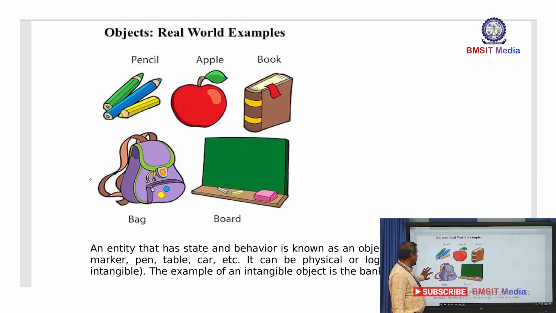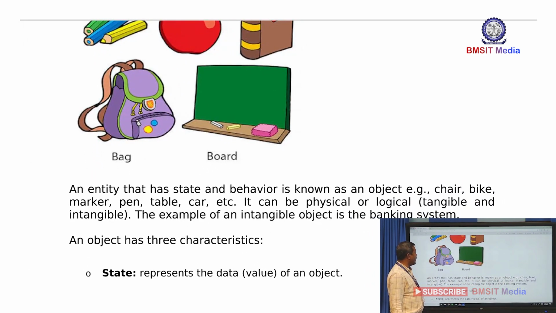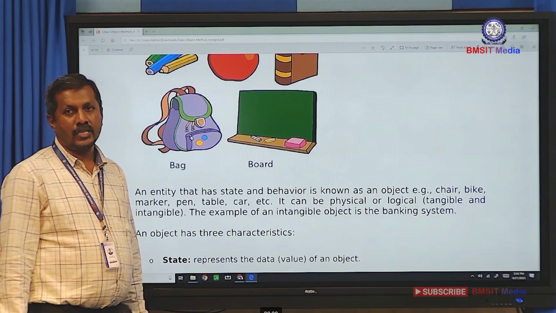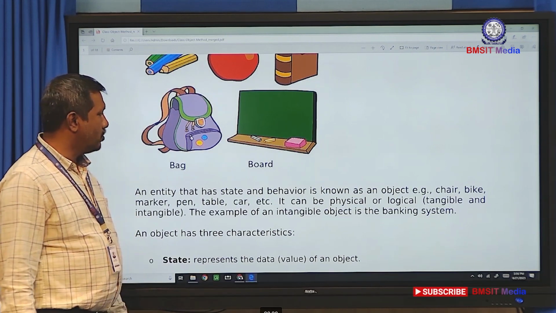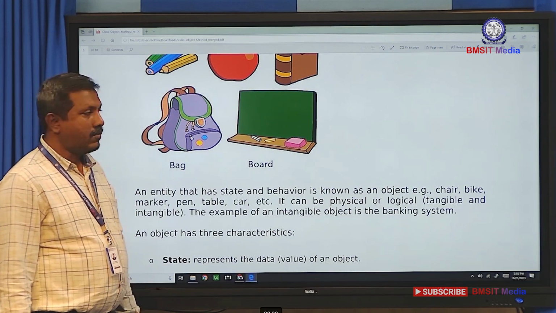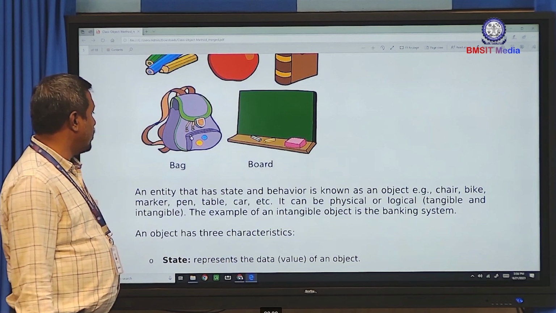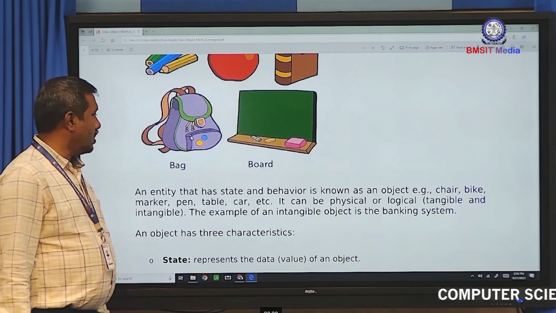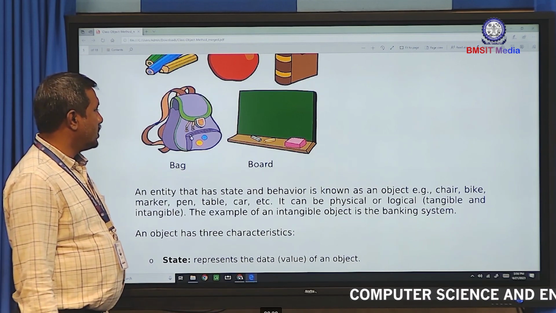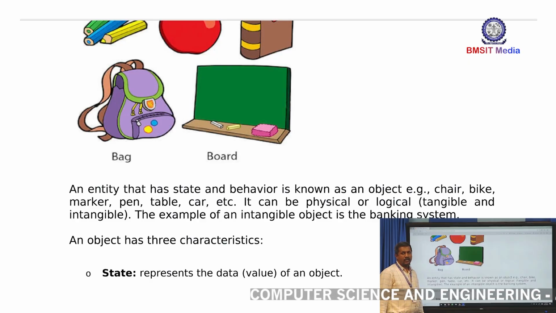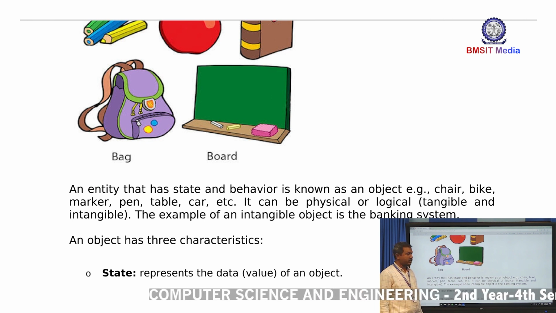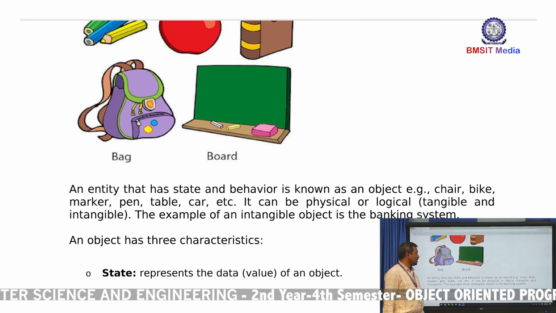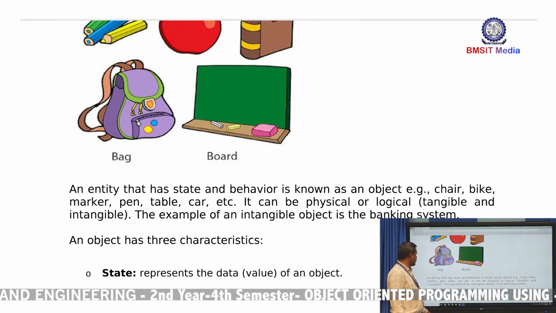All these entities that have a state and behavior are known as objects. Examples: a chair, a bike, a marker, a pen, a table, a car, etc. We can call something an object physically or logically. They may be physically available, or they may be logically available. An example of an intangible object is a banking system. That is one more object.